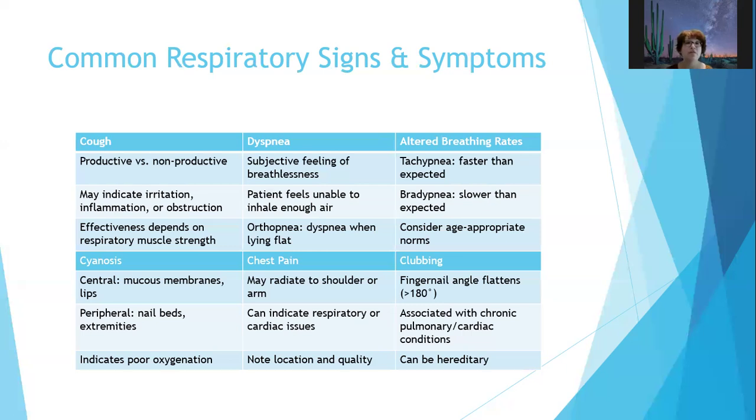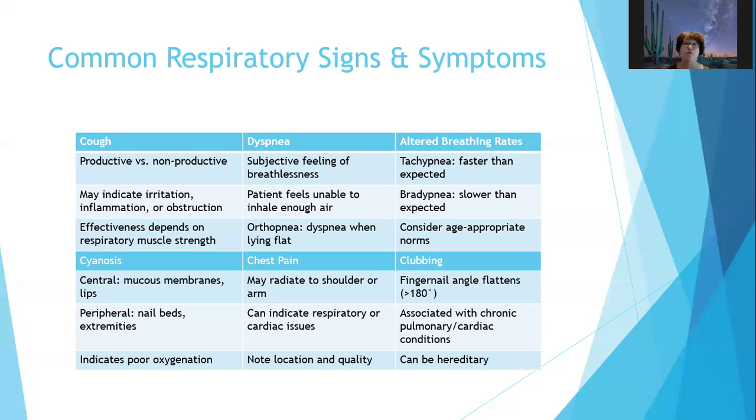Okay. Cyanosis is you're blue. Cyan is the word for blue. So it's a condition of being blue. It means you're not getting enough oxygen. Usually you see it in the mucous membranes or in the lips, especially the lining of the lips or the lining of the eyes. Peripherally, you might see it in the nail beds or the extremities. It indicates poor oxygenation.